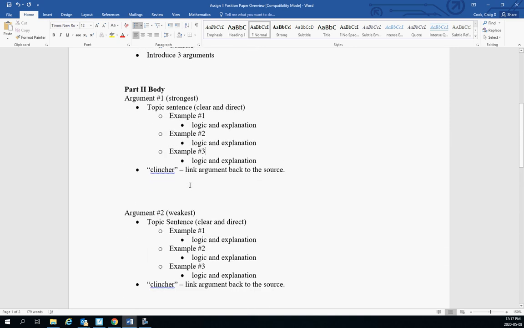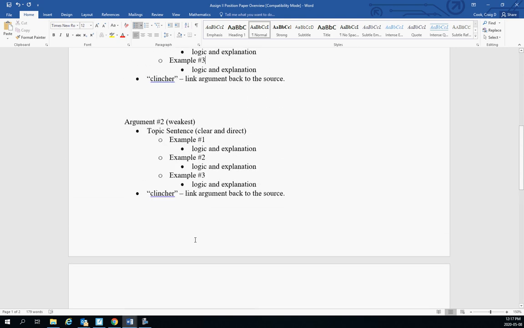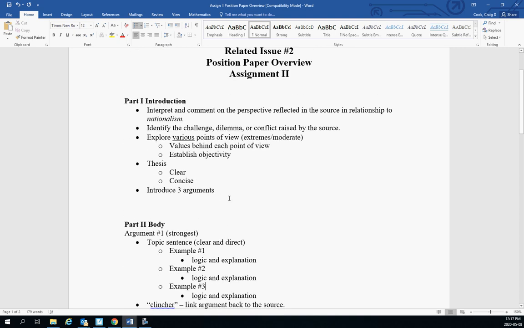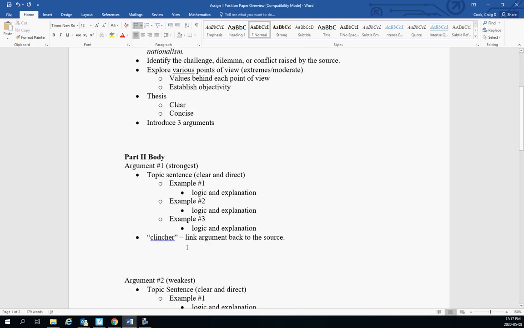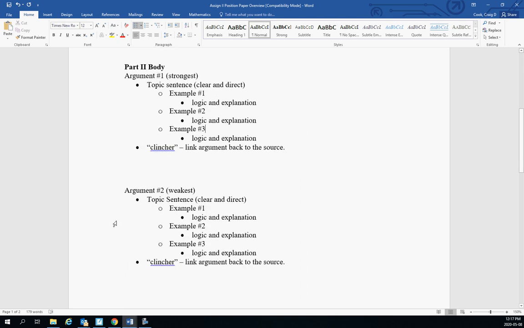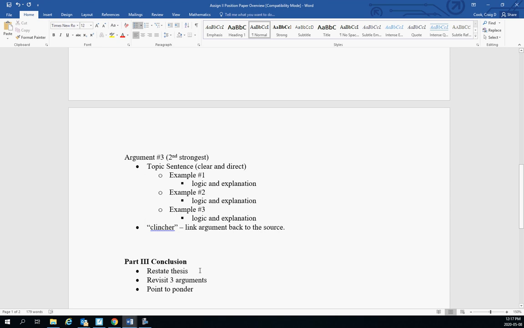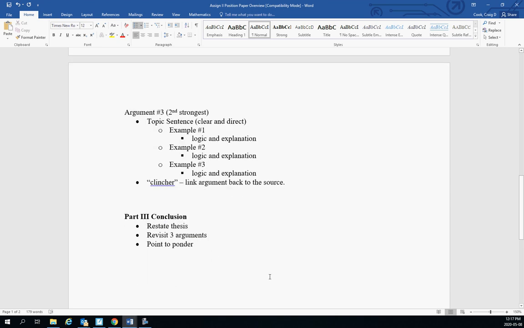Part two is the body of your position paper. Each argument should be a separate paragraph, and you can have more, but you want to separate each argument with at least one paragraph. So if I'm going to write this very straightforwardly and directly, paragraph one is my intro, paragraph two is my first body paragraph, paragraph three is my second body paragraph, paragraph four is my third body paragraph, my fifth and final paragraph is my conclusion.